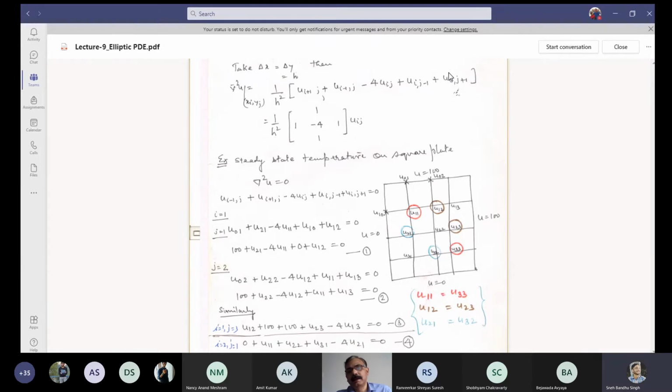Yes, sir. Now, this is the normal 5-point formula. There is another one which is your diagonal 5-point formula. This one is not here. This is along the diagonal. All the ones are along the diagonal, right? So let me explain that also.